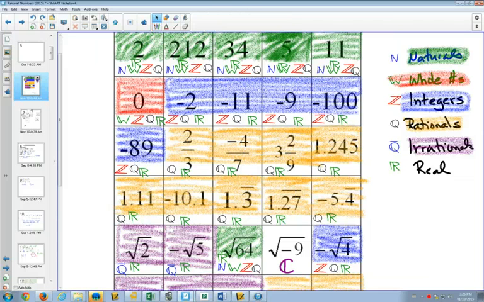it's the lonely C because it is a complex number, also known as an imaginary number, because they don't really exist, like unicorns. Complex.